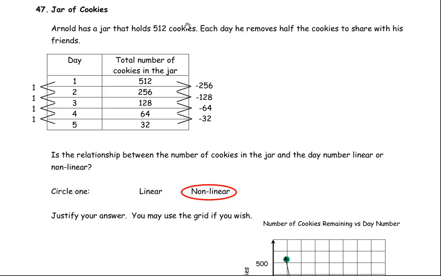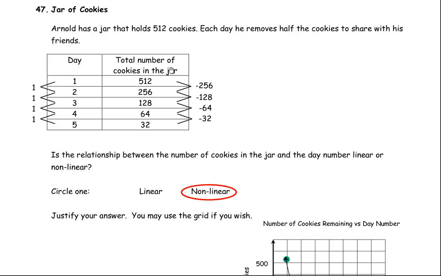Question 47 for Linear Relations EQAO Practice Questions for Grade 9 Applied. And question 47 reads, Jar of Cookies, that's the title. Arnold has a jar that holds 512 cookies. Each day he removes half the cookies to share with his friends.